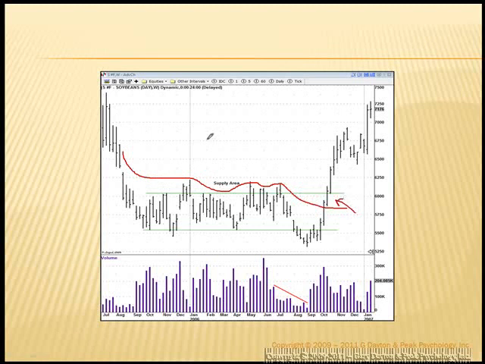Does this look familiar now? Here we don't really have a stopping volume or selling climax, I should say selling climax here. We don't really have that, but we have a test. We have another test over here, kind of high volume as it comes down, right? And then look at this. As we come down, look at the volume here.